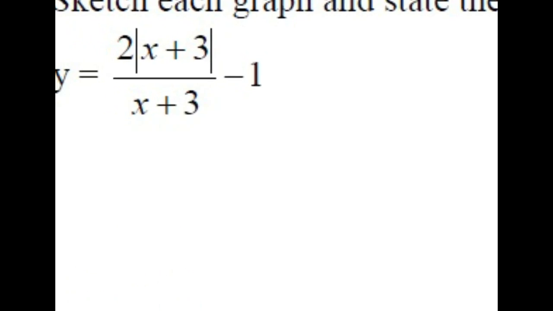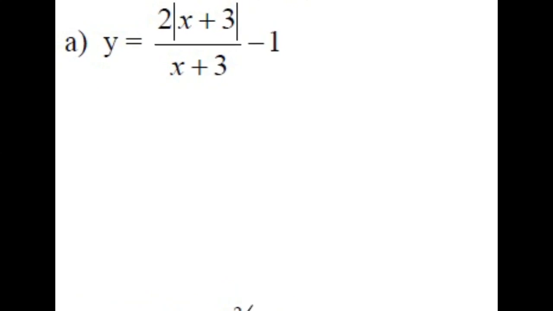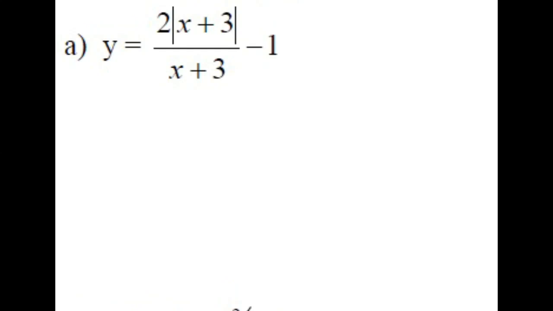So let's go ahead and take a look at number 2, part A. We have the function y equals 2 times the absolute value of x plus 3 over x plus 3, and then minus 1. So the mother function should be standing out to you. You should recognize those fancy absolute value, and you should notice that we have an x in the denominator as well with the same translation of plus 3.